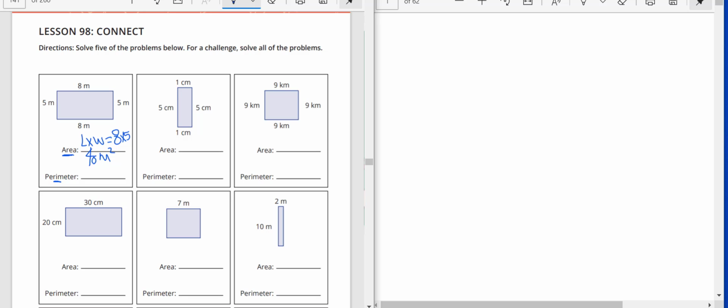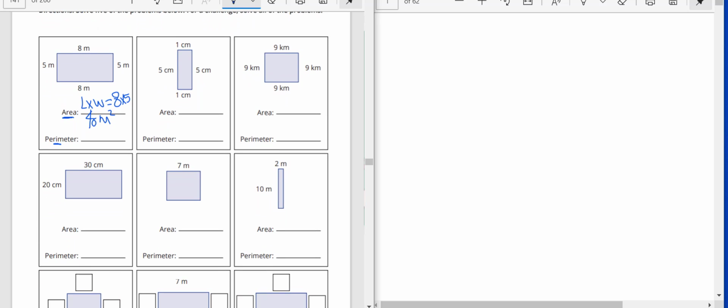Okay, perimeter of rectangle, we will add all side lengths of this rectangle. So we will add 5 plus 5 plus 8 plus 8. 5 plus 5 equals 10, 8 plus 8 equals 16, so 10 plus 16 equals 26 meters.